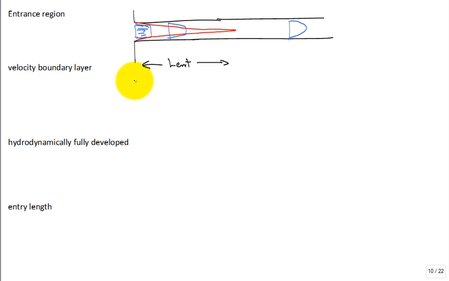That's how much length is required to become fully developed. And then once it is fully developed, after that the profile is not going to change. So this velocity boundary layer concept dictates how long it takes for it to be fully developed. We talk about hydrodynamically fully developed.